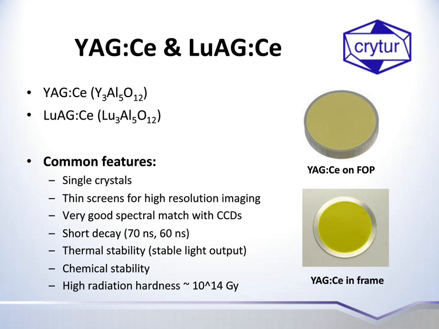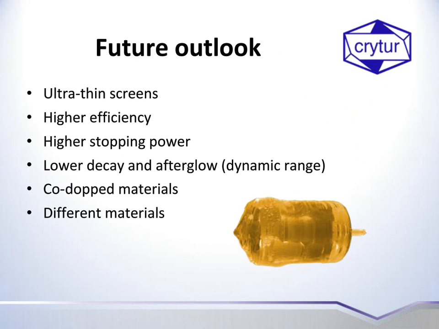Let's switch to the next slide to see what some future outlook can be. So we are constantly looking for new scintillators, especially ultra-thin screens, which would provide very high resolution. This resolution can be really very high, even below 1 micron. Then high efficiency, this is connected with the light yield, so we need to get more photons out of scintillators to have higher signal on our detector.